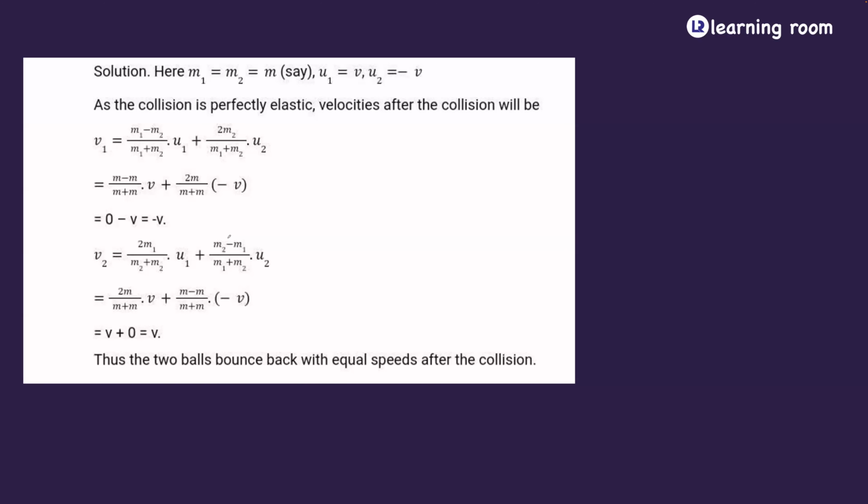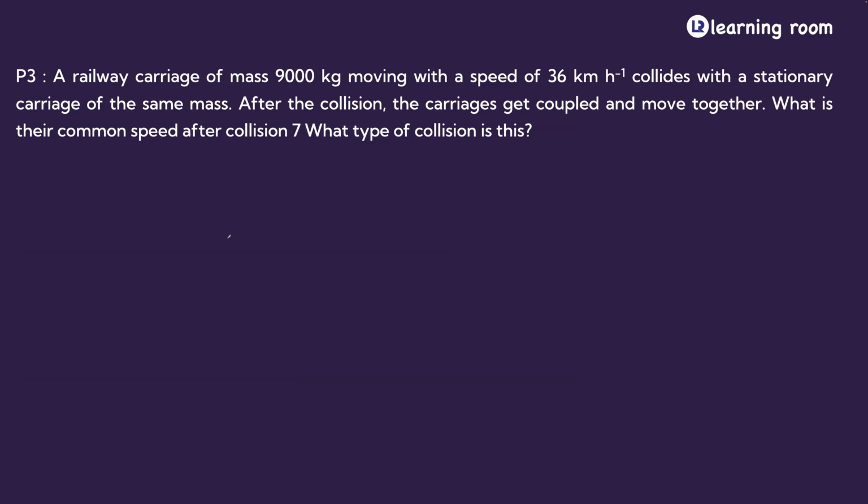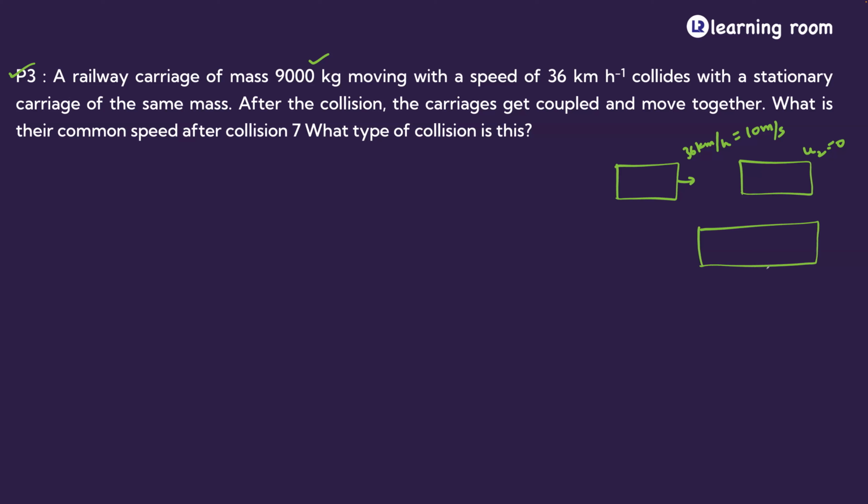So next is problem number 3. There is a railway carriage of mass 9,000 kilogram moving with a speed of 36 kilometer per hour, which collides with a stationary carriage of the same mass. So there are two carriages. One is moving with a speed of 36 kilometer per hour, which is going to be 10 meter per second, and the second object is at rest, so u2 is 0. After collision, the carriages get coupled.